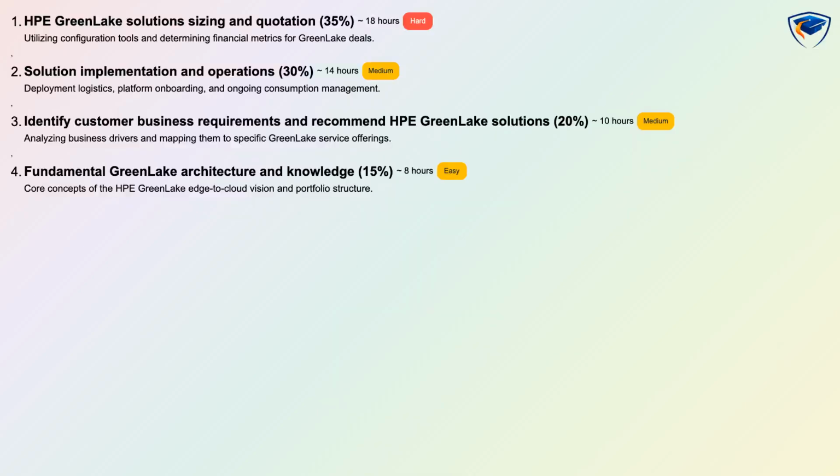The exam is split into 4 domains with exact weights. HPE GreenLake Solutions sizing and quotation at 35%, solution implementation and operations at 30%. Identify customer business requirements and recommend HPE GreenLake Solutions at 20%, and fundamental GreenLake architecture and knowledge at 15%.